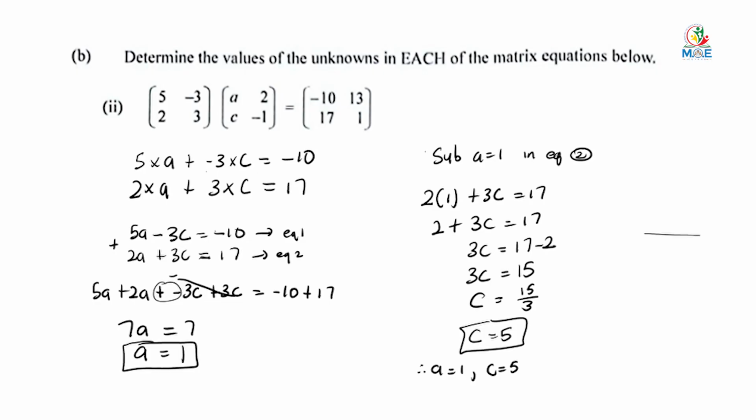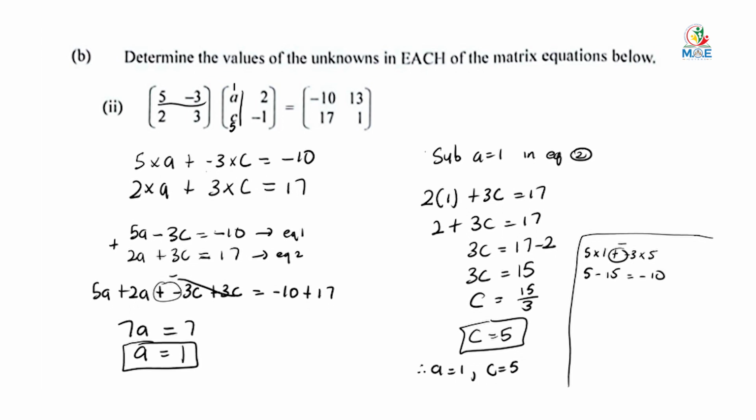So let's check to see if those are correct. Let's do it right in the corner here. We'll do row by column and see if we end up with negative 10. So this is 5 multiplied by 1, since a is 1, plus negative 3 multiplied by 5, since c is 5, and that should give us this answer here. So 5 times 1 is 5, plus and minus will become minus, 3 times 5 would be 15. So 5 minus 15 would be negative 10.